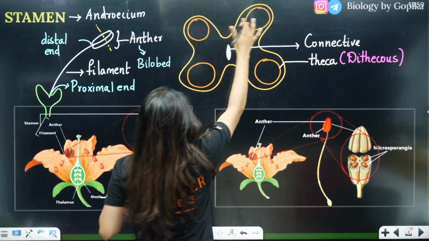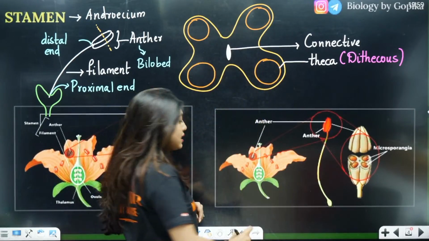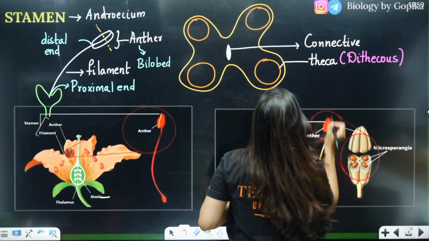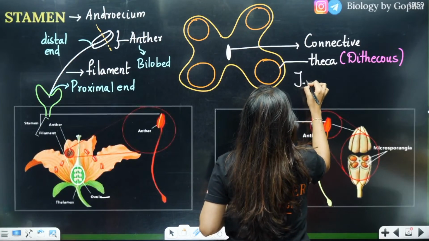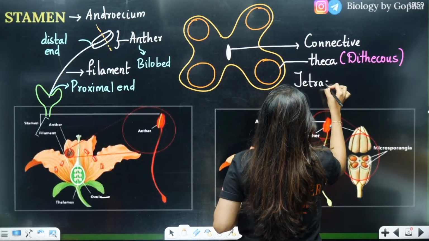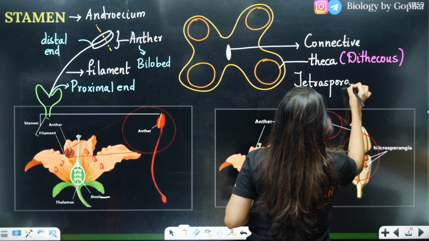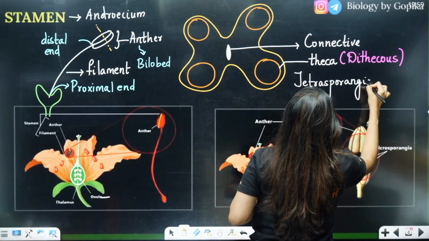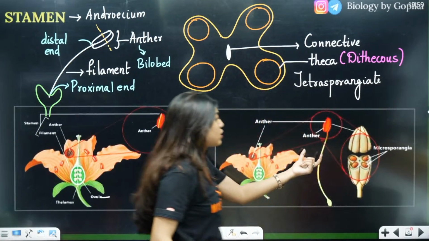So look here, 1, 2, 3, 4. So can I call it tetrasporangiate? Yes, you can call it tetrasporangiate because there are four of them. Tetrasporangiate. Now students, look at this diagram.